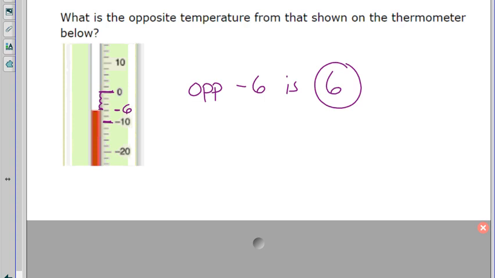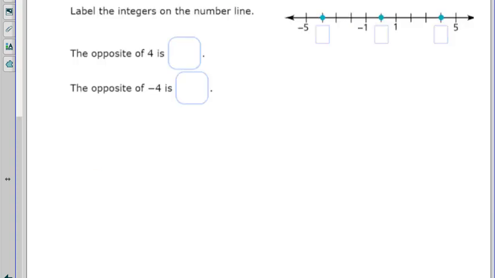And it's that easy. Okay, in this first part, they're asking you to label the integers, that's whole numbers, on the number line. I'd like you to do that. And then I'd like you to write what the opposite of 4 is. And then what is the opposite of -4? Go ahead and fill that in. We'll go over that in class.